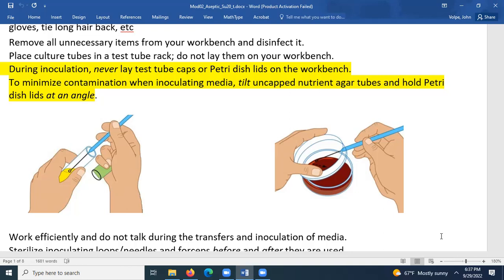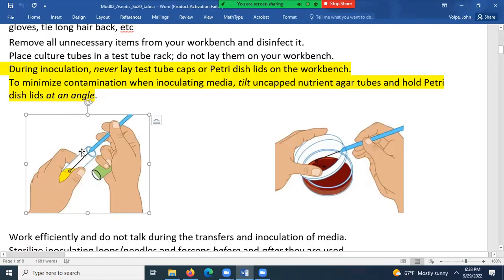So never lay your test tube cap or petri dish lid on the workbench because it can become contaminated. To minimize contamination when inoculating media, tilt an uncapped agar tube and hold the petri dish lid at an angle. When you have the tube held at an angle like this, if bacteria from the air come down here, it's not going to go in the tube, it's going to go outside the tube. And so when you hold it at an angle, you have less risk of something from the air coming down and falling in the tube.